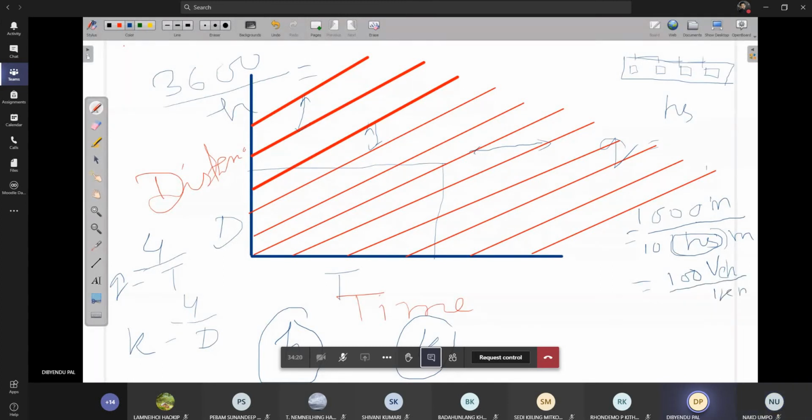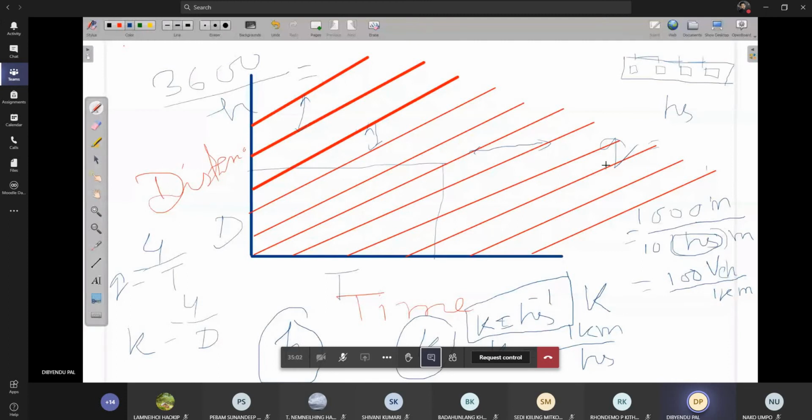What does it indicate? Number of vehicles over distance is density. So density is equal to 1 kilometer divided by space headway, or I can say that density is equal to space headway inverse. So if you have the average space headway information, then I can find out the density of the stream.